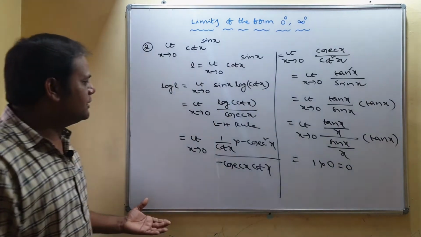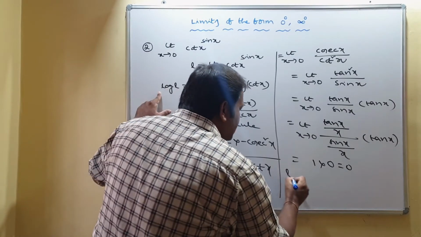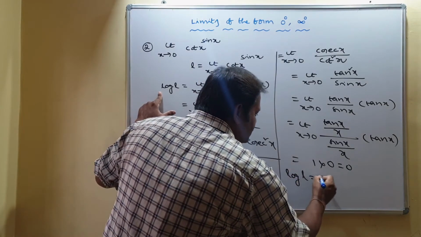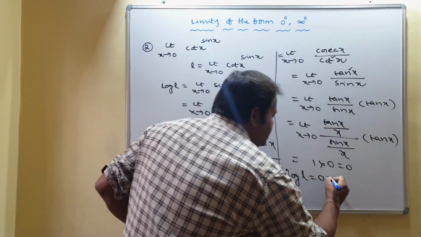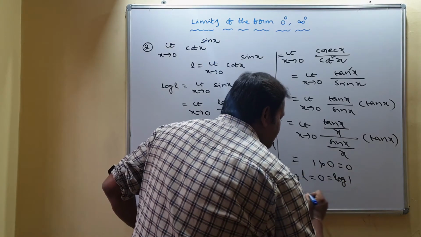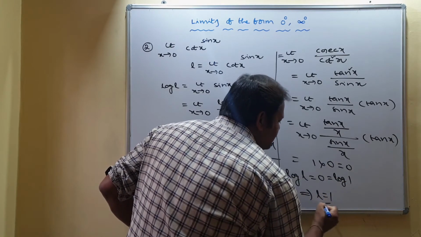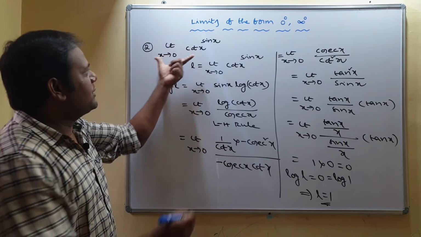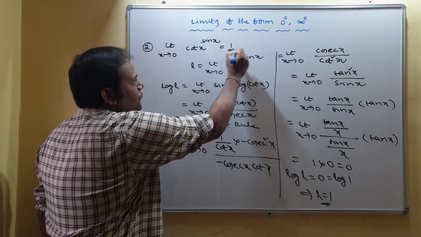So what we got here? We got log L is equal to 0. So can I write 0 as log 1? Yes. So what is the limit value? 1. So limit of this function is 1.